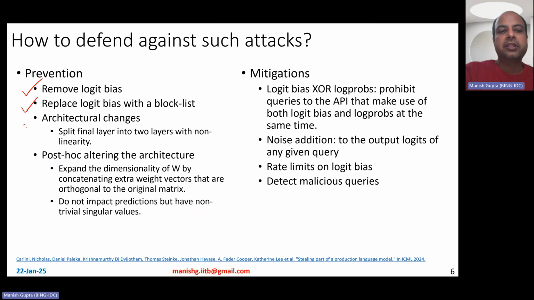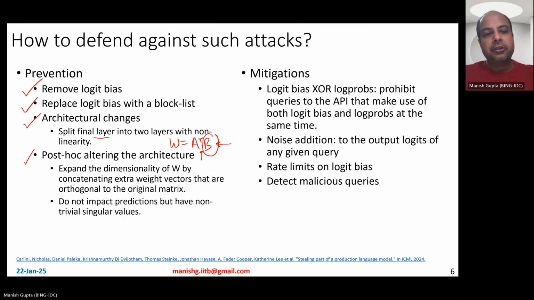You could also make architectural changes. So rather than having one last embedding layer, you could divide it into 2 layers, which basically means W can be split into A transpose B, with the non-linearity in between, much like what LoRA does in that sense, right? So that's one way of not disclosing the hidden dimension at all, and not giving away the full embedding matrix. That way the attackers will only have access to B but not to A.